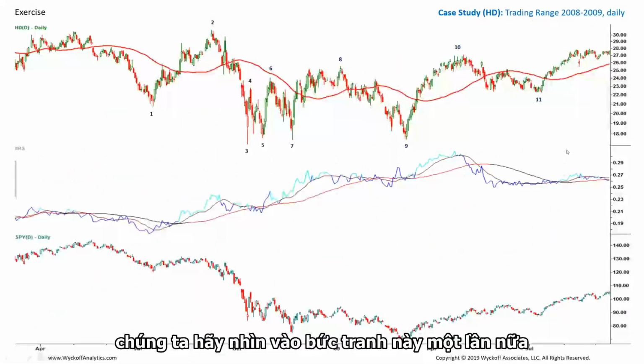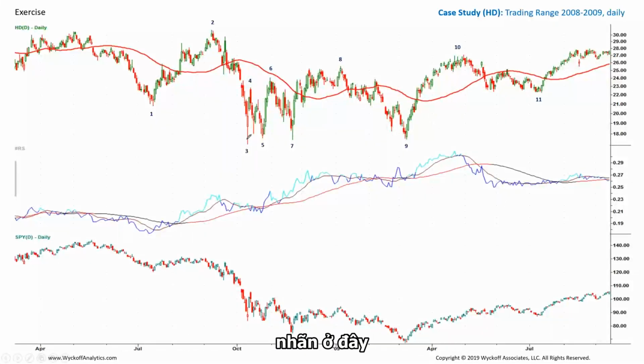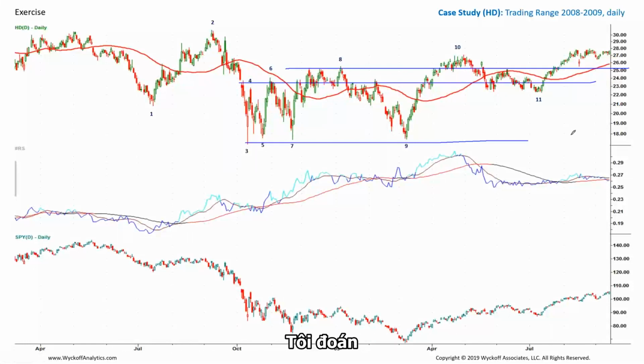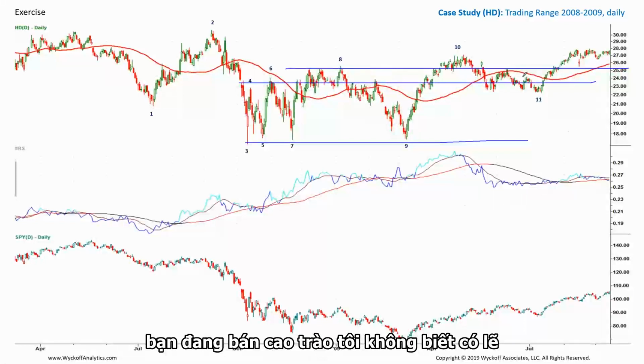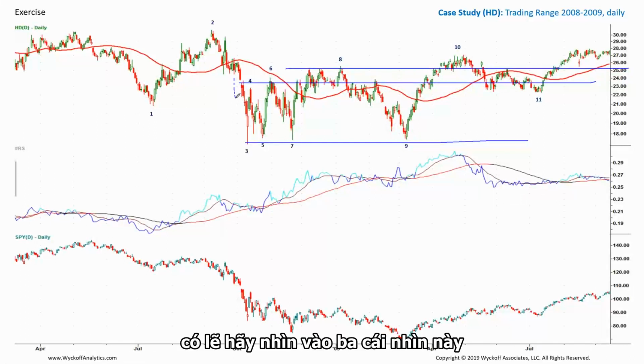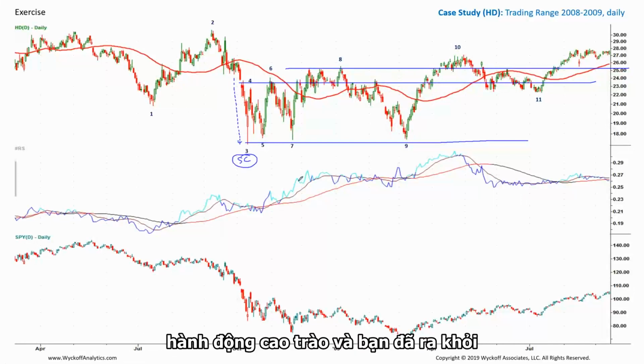Let's look at this picture again. Adam, give me really quickly some kind of label in here of this trading range. Let's see. So I guess number one would be potentially your selling climax. I don't know. Maybe, yeah, it looks like a selling climax. Probably. Or maybe looking at three. Look at this climactic run. This is going to be your lowest point. Okay. So 3. Let's start with 3 as the climactic action.